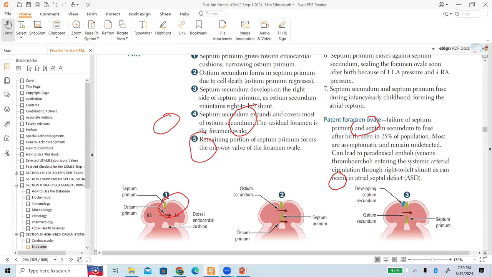Correct. And their fusion leads to the septum. But the atrial septal defect is mainly a defect in the ostium, in the septum secundum. So the atrial septal defect is not due to a fusion defect of the septum secundum and septum primum. It is basically a defect in the septum secundum, while the patent foramen ovale is a defect due to failure to fuse of the septum secundum and septum primum. Everybody clear about this concept? Patent foramen ovale and atrial septal defect.